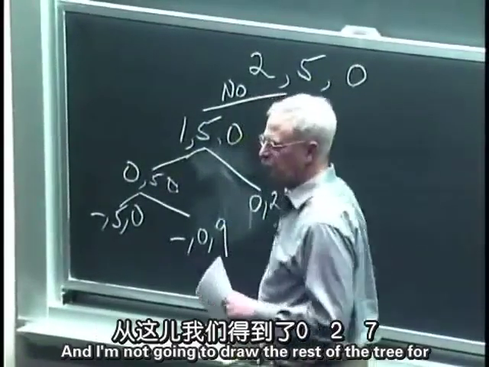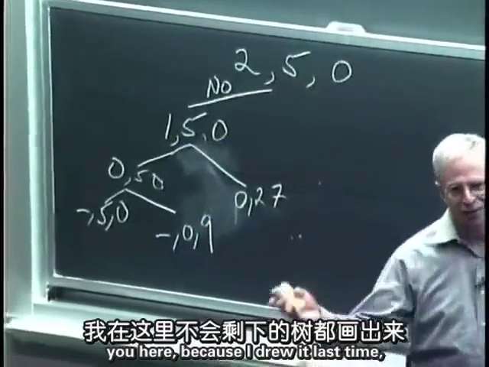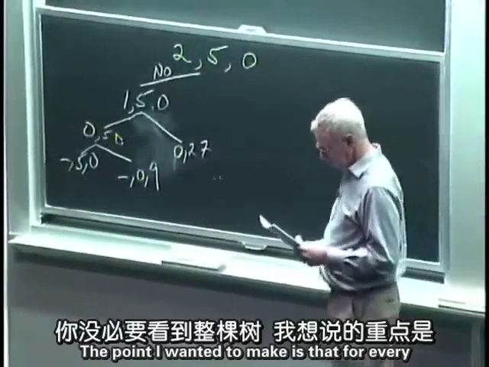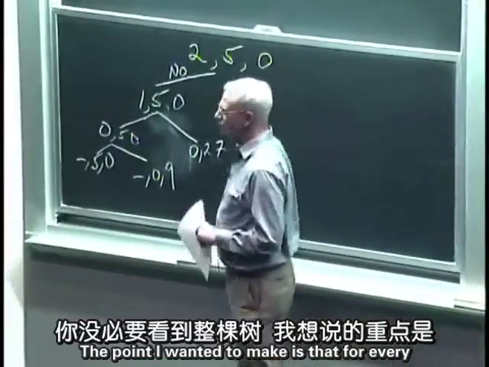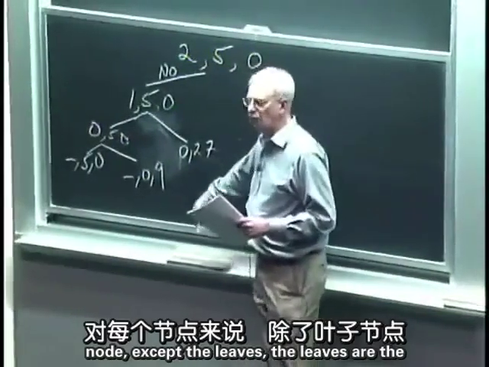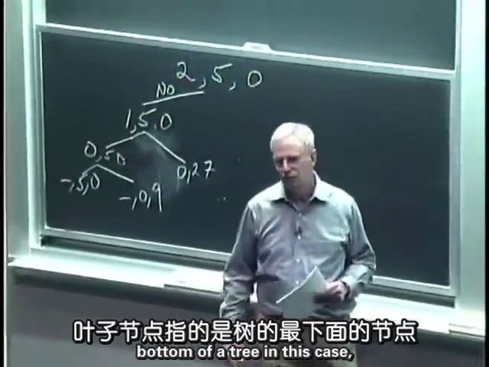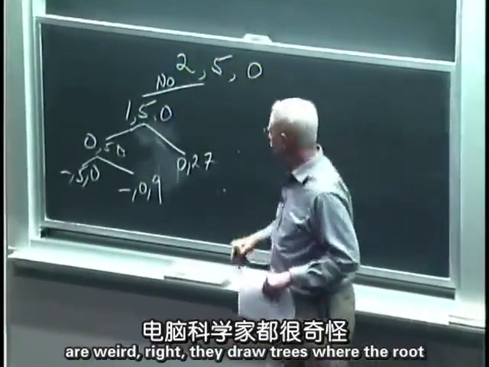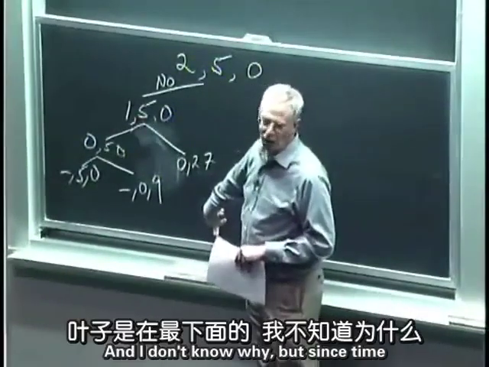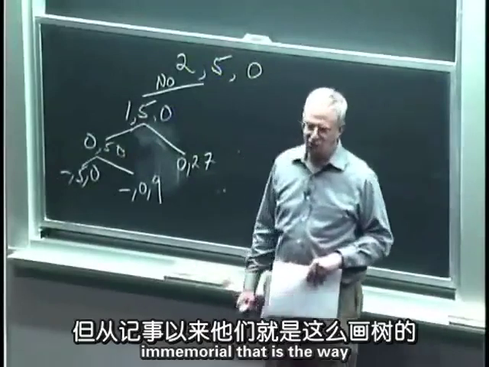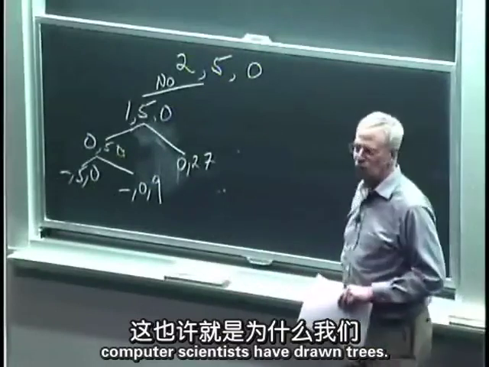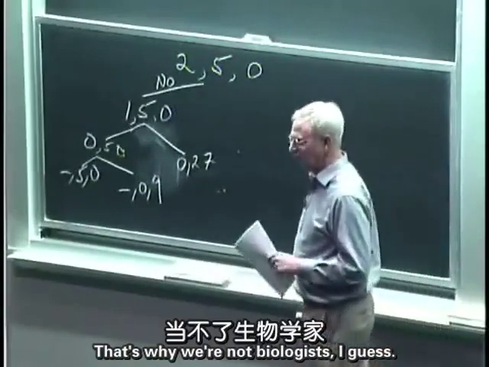I'm not going to draw the rest of the tree for you here because I drew it last time. And you don't need to see the whole tree. The point I wanted to make is that for every node except the leaves at the bottom of a tree in this case. Computer scientists are weird, right? They draw trees where the root is at the top and the leaves are at the bottom. And I don't know why, but since time immemorial, that is the way computer scientists have drawn trees. That's why we're not biologists, I guess. We don't understand these things.